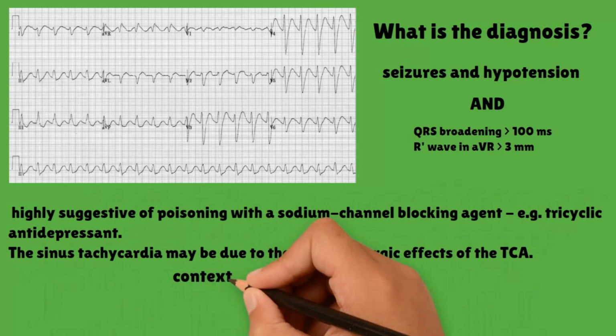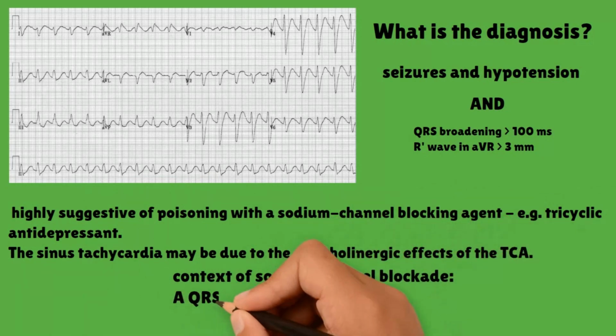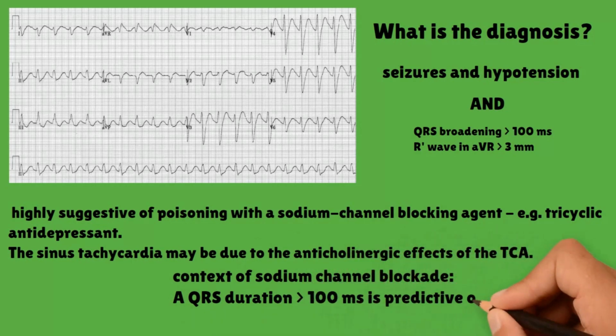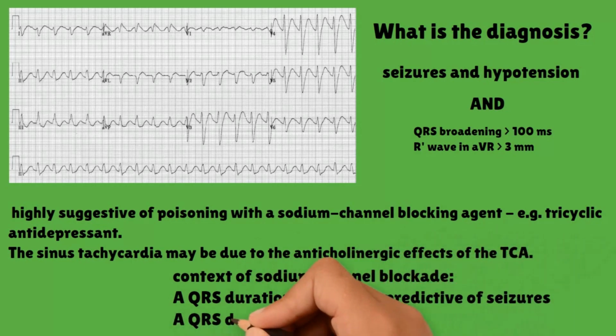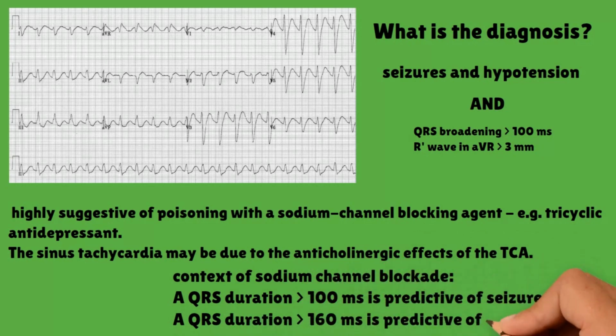So the golden ECG features of sodium channel blockade: number 1, patient with tricyclic overdose will usually demonstrate sinus tachycardia secondary to muscarinic M1 receptor blockade. Number 2 is a QRS duration more than 100 milliseconds is predictive of seizures. A QRS duration more than 160 milliseconds is predictive of cardiotoxicity and will cause ventricular tachycardia.